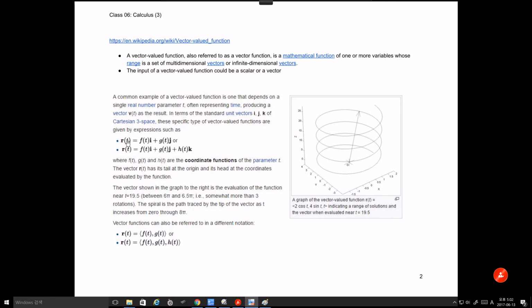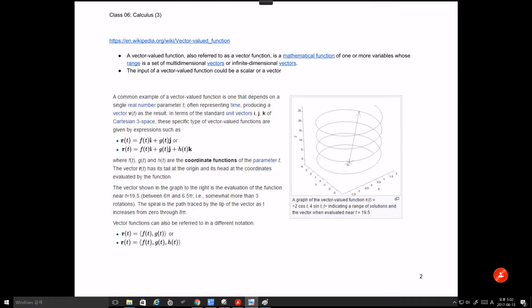Here, you can look at this one. f(t) is 2 cosine t, and g(t) here is 4 sine t. So 2 cosine t, 4 sine t, and h(t) is just t, indicating a range of solutions and the vector evaluated near t equals 19.5. The vector shown in the graph to the right is the evaluation of the function near t equals 19.5, between 6 pi and 6.5 pi, i.e. somewhere more than 3 rotations.